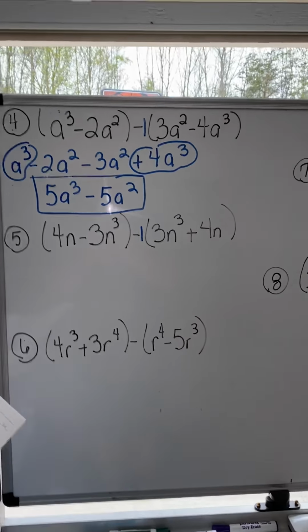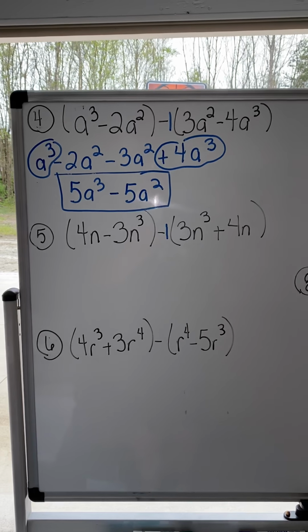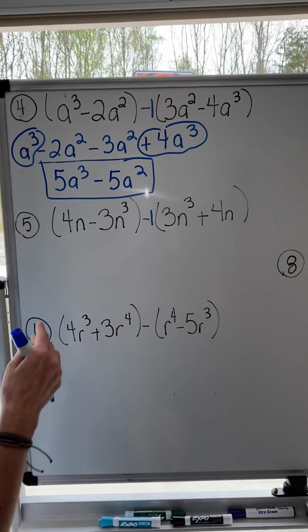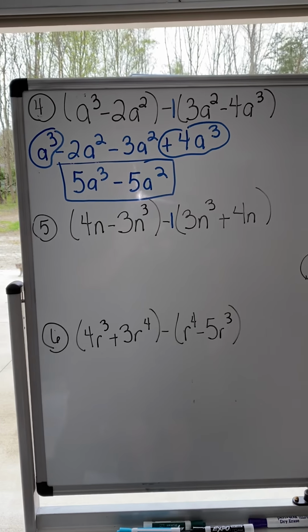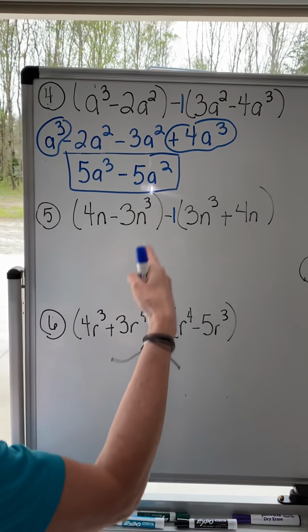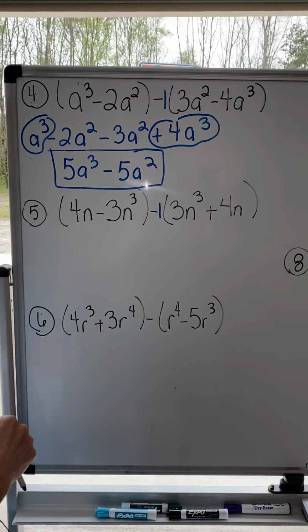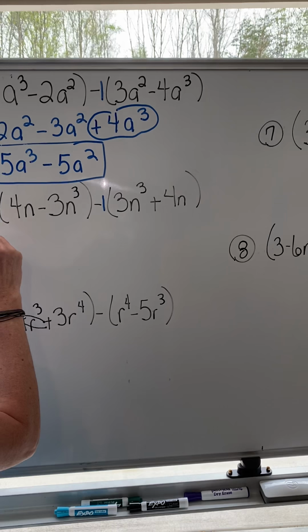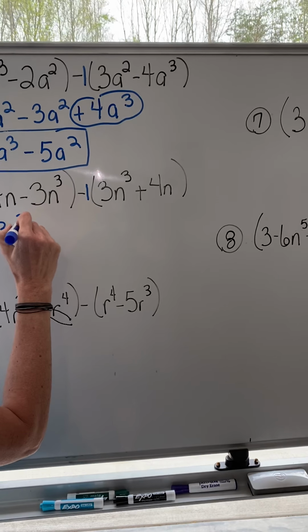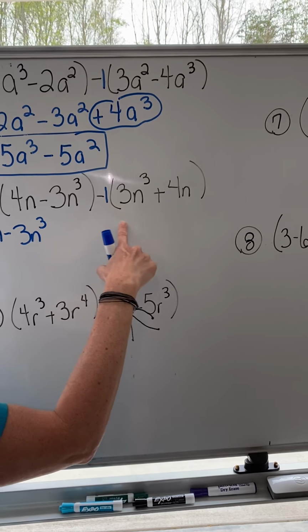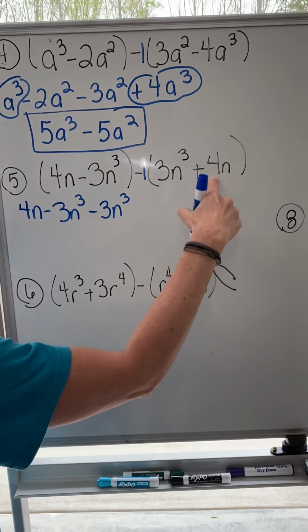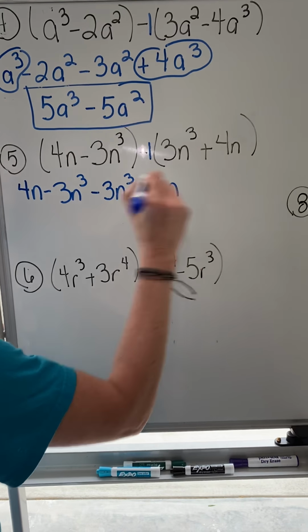So in number 5, we are going to be working with 4n minus 3n to the third minus 3n to the third plus 4n. So just taking the time to actually write that out is going to give you the opportunity to see what this looks like with the negative there. Okay, so we've got 4n minus 3n to the third. So this is going to be like negative 1 times 3n to the third. So that's going to be another minus 3n to the third. And that is going to be a minus 4n or negative 4n.